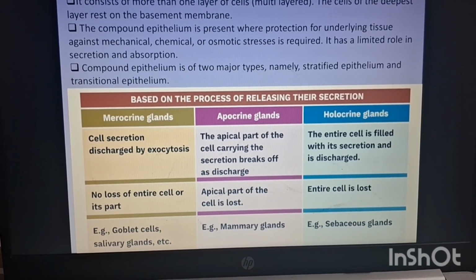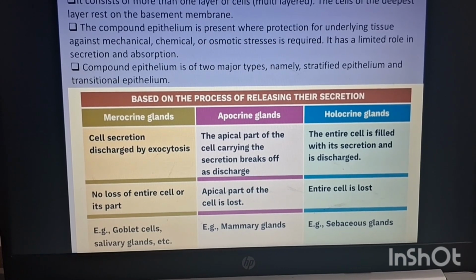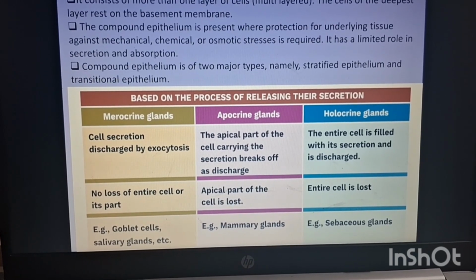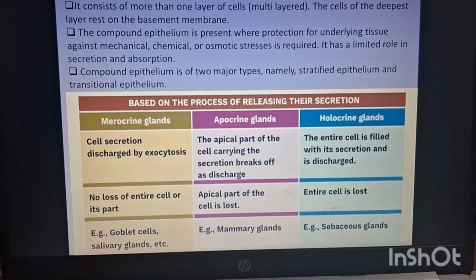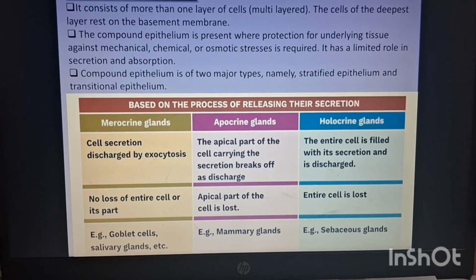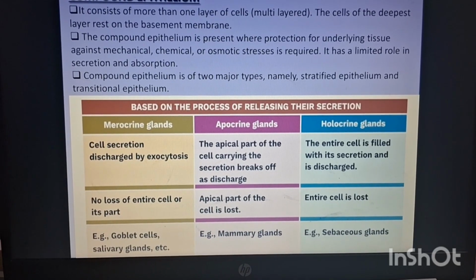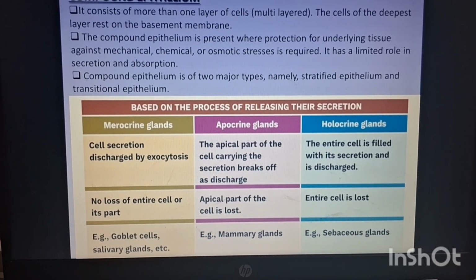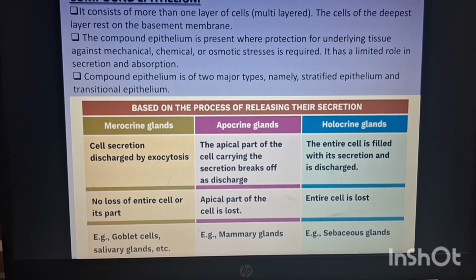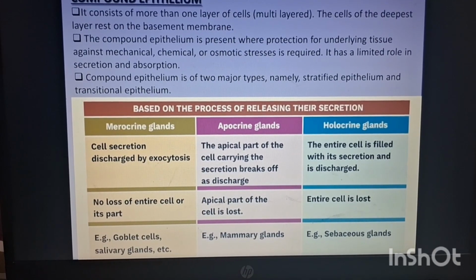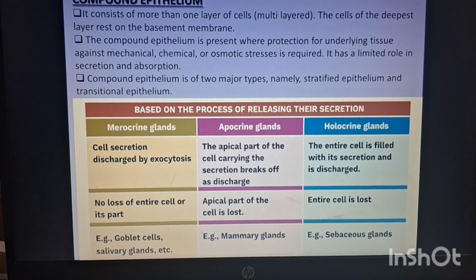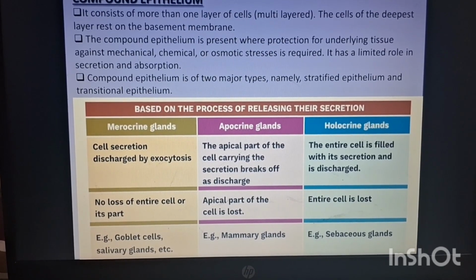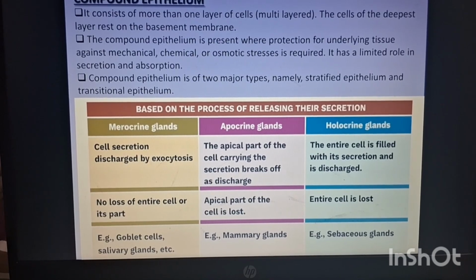In them, cell secretion is discharged by exocytosis and there is no loss of the entire cell or its parts, for example goblet cells, salivary glands, etc. Apocrine glands: the apical part of the cells carrying the secretion breaks off as discharge. The apical part of the cell is lost, for example the mammary gland. Holocrine gland: the entire cell is filled with its secretion and is discharged. The entire cell is lost, an example is the sebaceous glands.